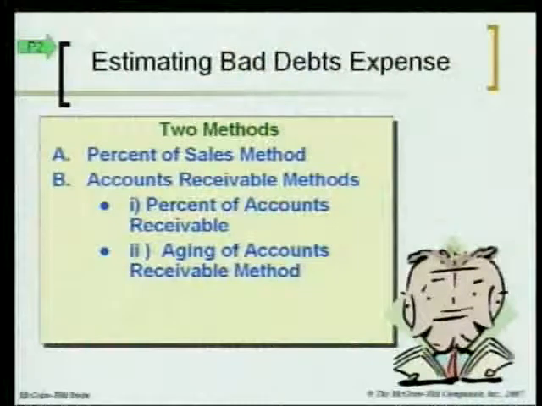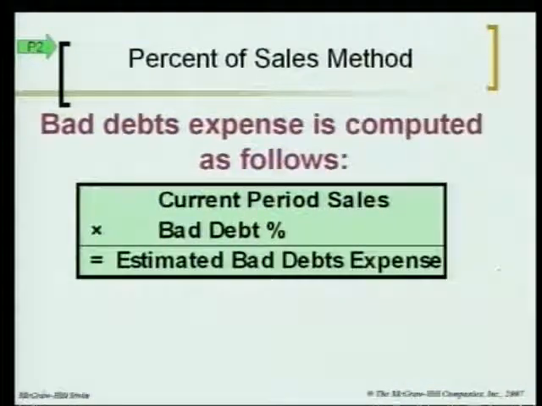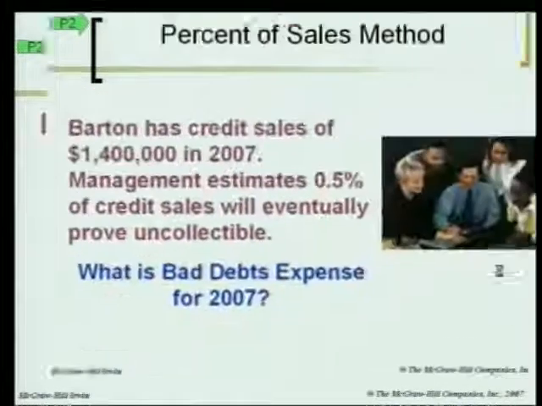Let's talk about the first method. The first method is a real easy one. It's called the percentage of sales method. And all we do is we take a percentage of sales. Let me show you how that works. It's best illustrated with an example. I can show you this little formula, but let's look at an example to be more clear.